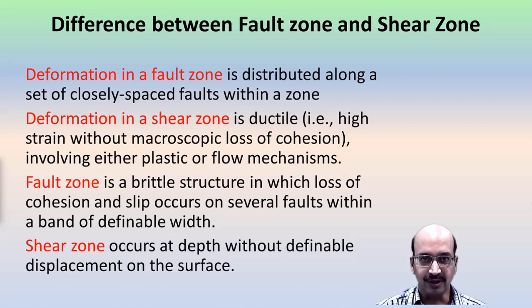Deformation in the fault zone is distributed along a set of closely spaced faults within a zone, whereas deformation in a shear zone is ductile, involving either plastic or flow mechanisms. A fault zone is a brittle structure in which loss of cohesion and slip occurs on several faults within a band of definable width, whereas a shear zone occurs at depth without definable displacement on the surface.